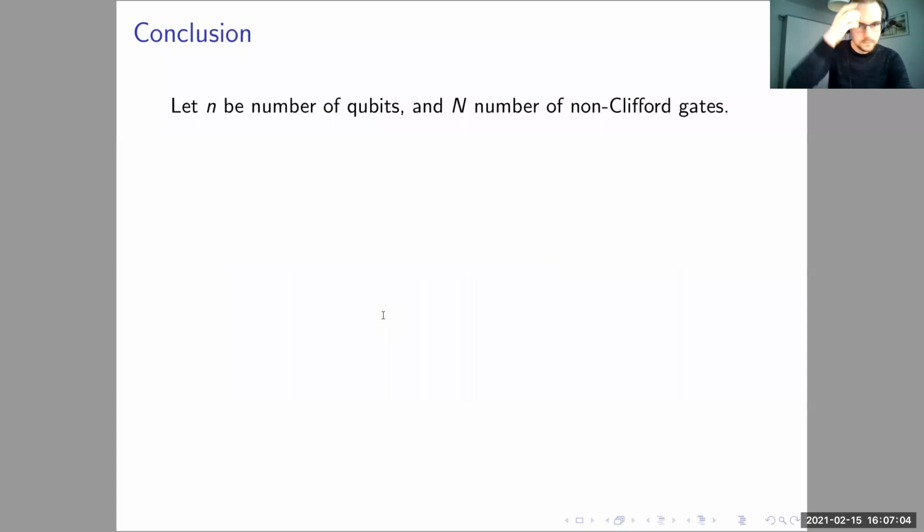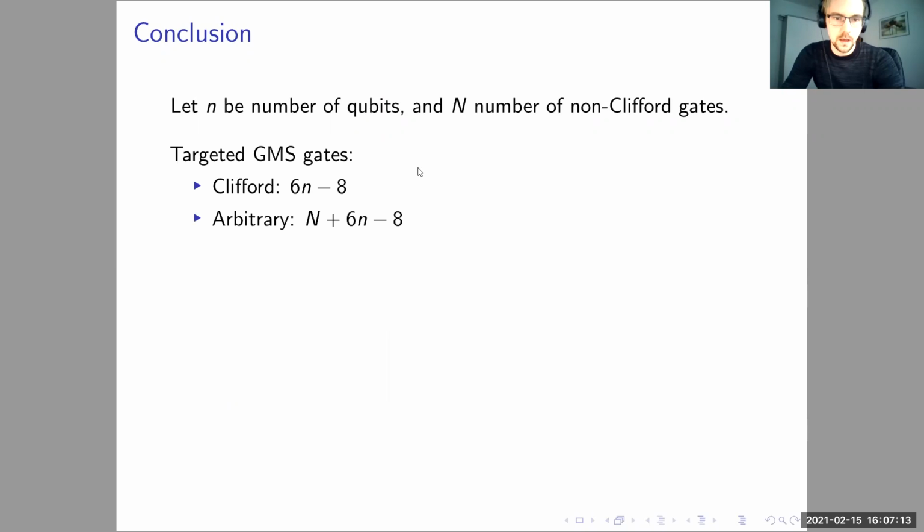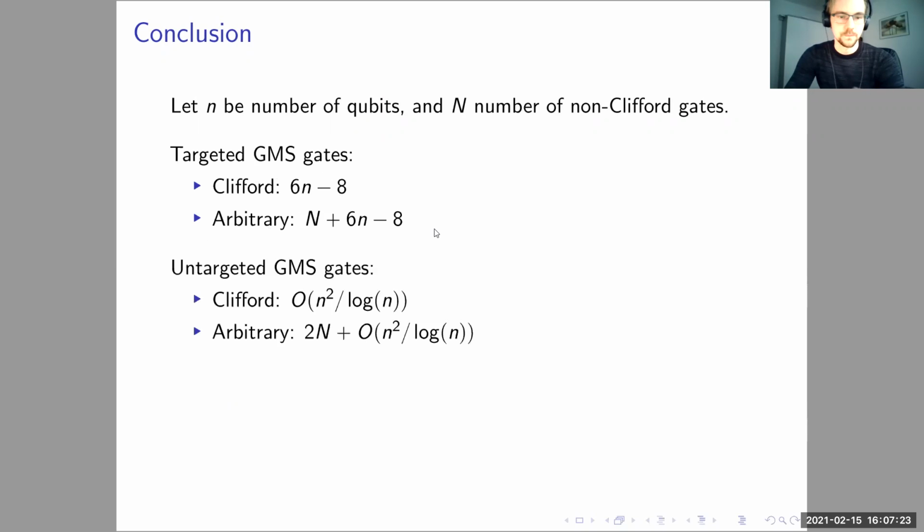Okay, so conclusion. Let me just put the numbers beneath each other. Let n be the number of qubits and N the number of non-Clifford gates. Then in the targeted case, if we're just implementing a Clifford circuit, it requires 6n minus 8. If you want to do an arbitrary circuit, this requires N times (6n minus 8). And in the untargeted setting, Clifford requires n squared over log n, and for arbitrary circuits we just get this factor 2 here, and we have this order n squared over log n.